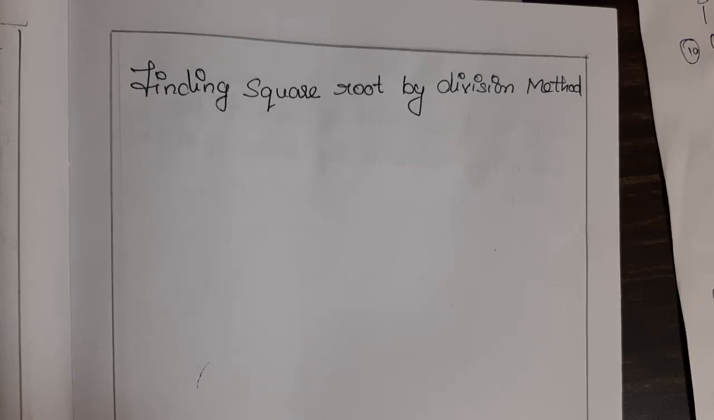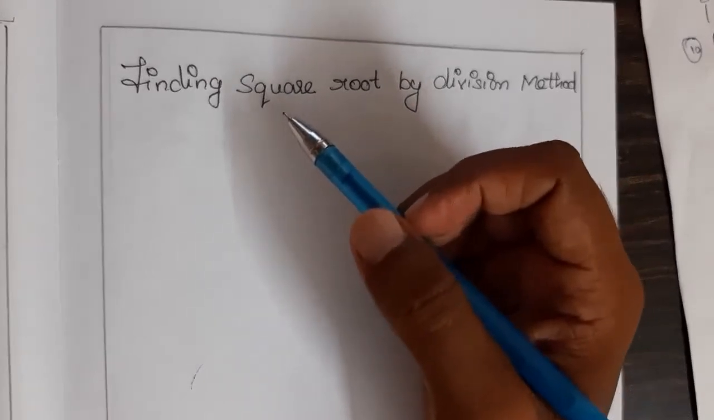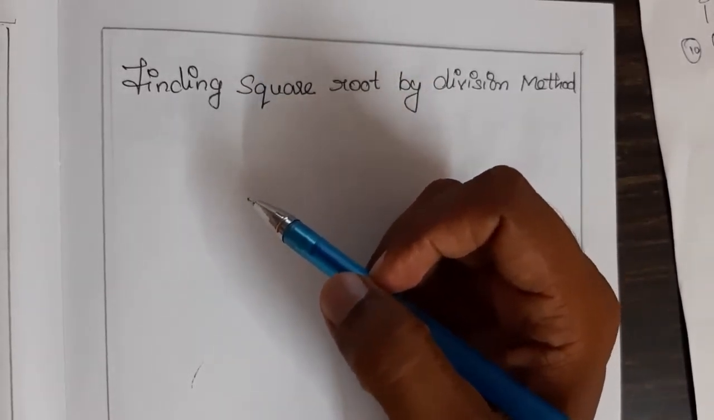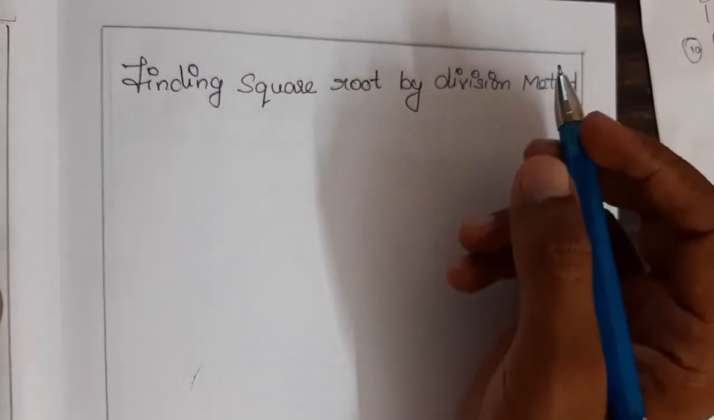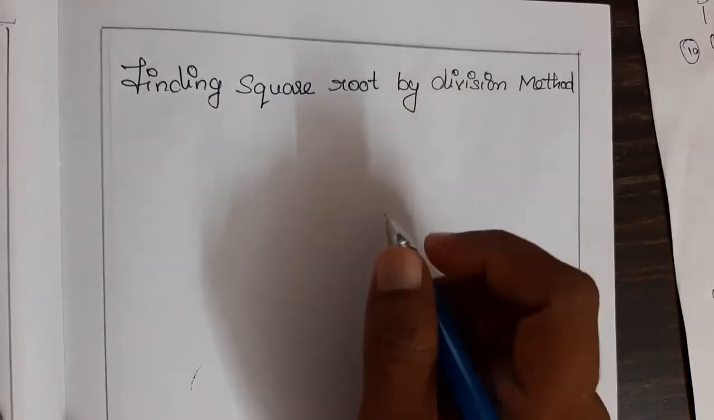Hi students, here we are going to learn about finding square root by the division method. We have learned the prime factorization method, but when the number gets very big, the prime factorization also becomes very lengthy and a little bit difficult. But whatever the big number, it doesn't matter, with the division method we can find it in a few steps.